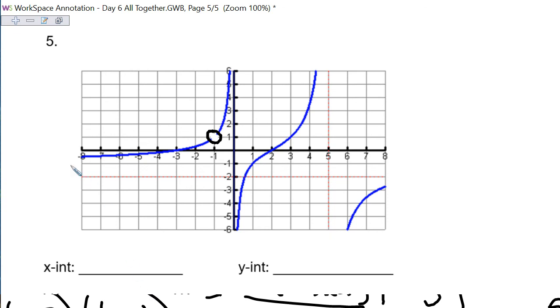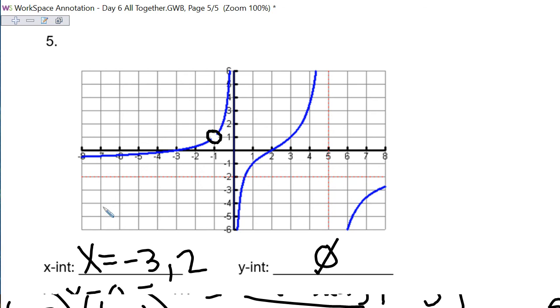What are the x-intercepts? -3 and +2. What about a y-intercept? None. What about vertical asymptote? X equals 0 and 5. I'll just put 0, 5. We got 2 of them. And what about the horizontal asymptote? Y equals -2. Do we have a slant asymptote? No.